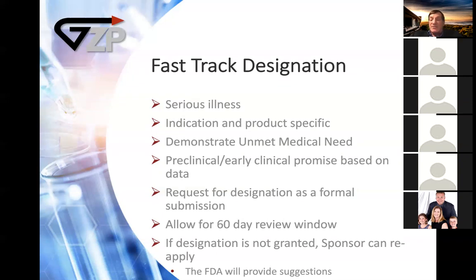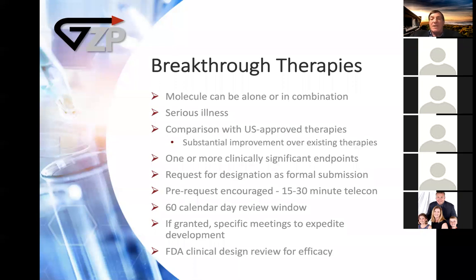The request for the designation is a formal submission to the FDA, typically no more than 50 pages. You have to allow for a 60-day review window, and if the designation is not granted, you can reapply. And the FDA will always now, these days, in a turn-down letter, provide suggestions on how you might enhance your program. So you get somewhat of a roadmap to coming back and requesting the designation again. You can request Fast Track designation anytime up to the submission of a marketing application, but the earlier you get it, the more special help you get from the FDA, additional meetings, additional consultations, because they've identified your program as priority.